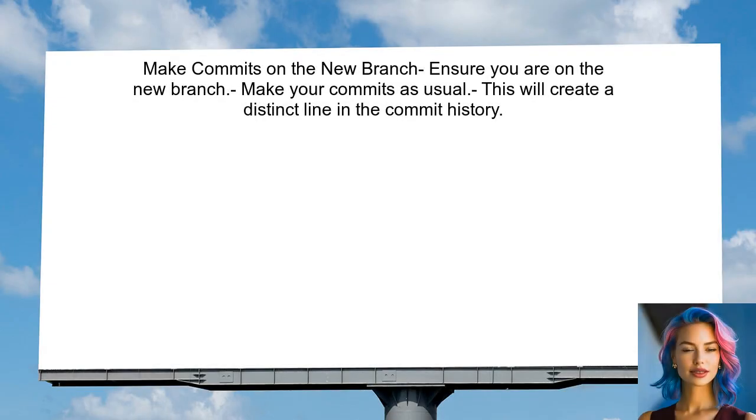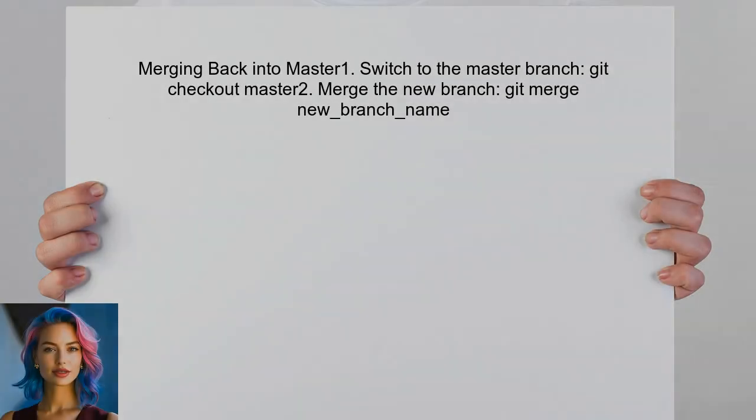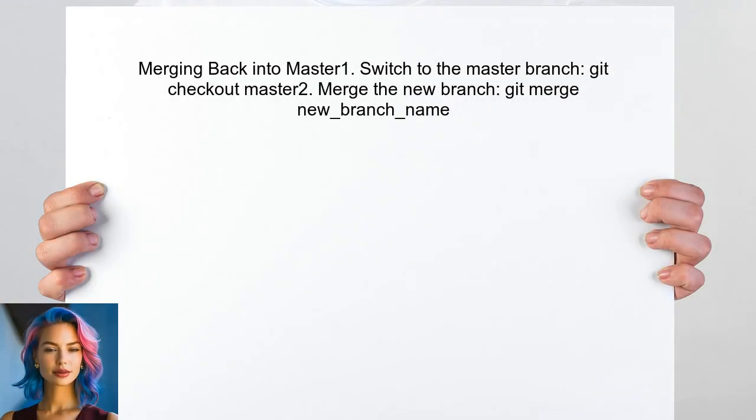After creating the new branch, the user should make their commits on this new branch. This will ensure that the commits are properly separated from the master branch and will appear as a distinct line in the commit history. Finally, the user can merge their new branch back into master when they are ready. This can be done using the command git checkout master, followed by git merge new-branch-name. This will integrate the changes from the new branch into master.